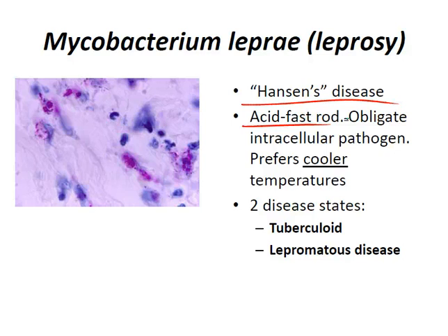Now, there's two disease states: tuberculoid and lepromatous. The tuberculoid form has a vigorous cell-mediated immune response to infection, so you're going to get a reactive skin test with the tuberculoid form.